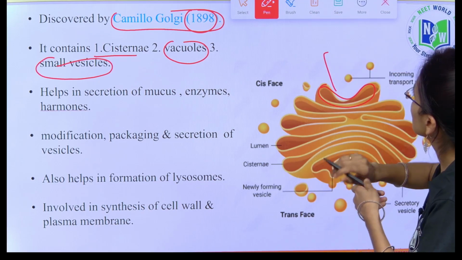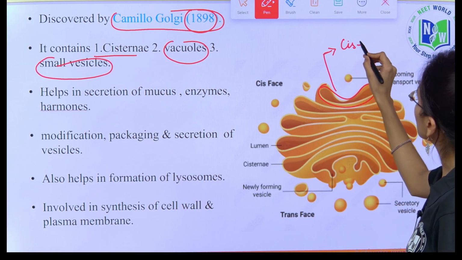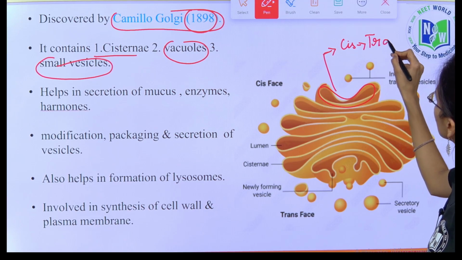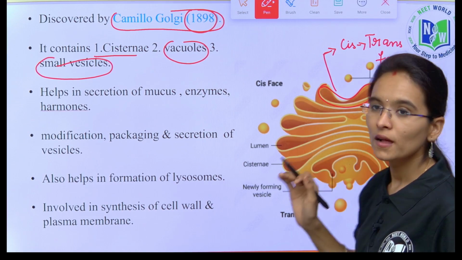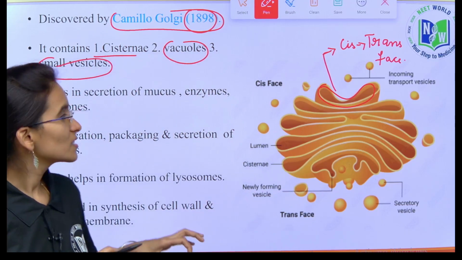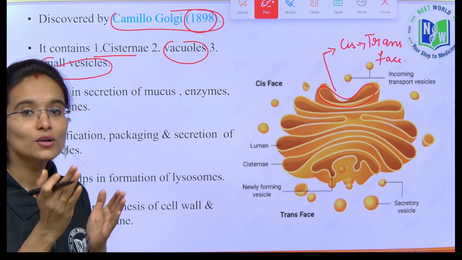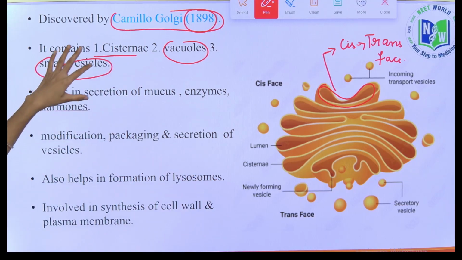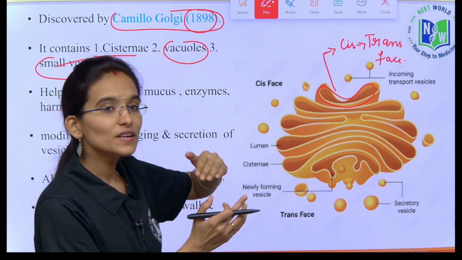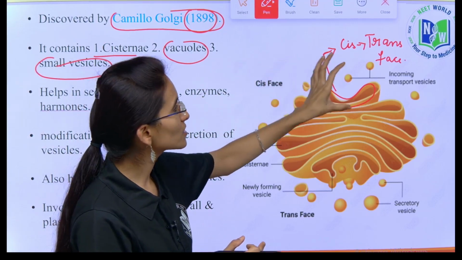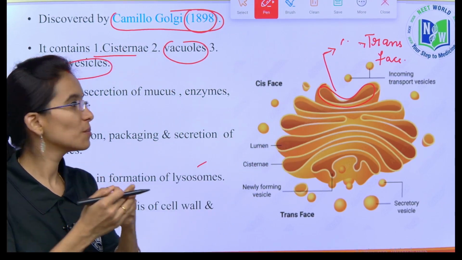This is called the cis phase, or else it is also called the forming phase. Okay, clear? The cis phase is the structure present towards the endoplasmic reticulum, and the cisternae are the flattened structures present facing towards the endoplasmic reticulum.